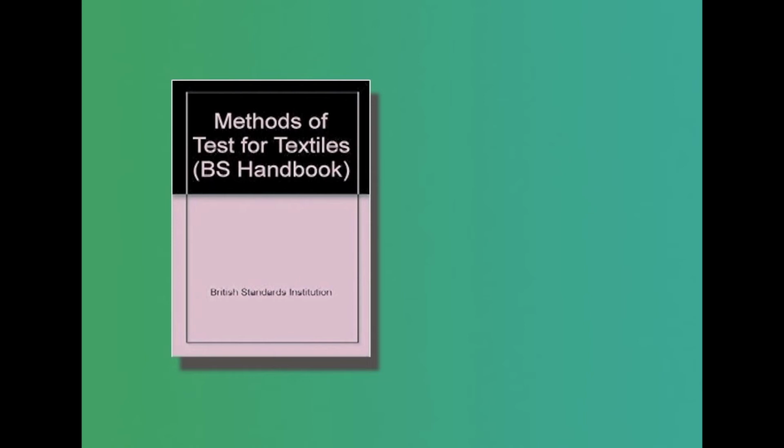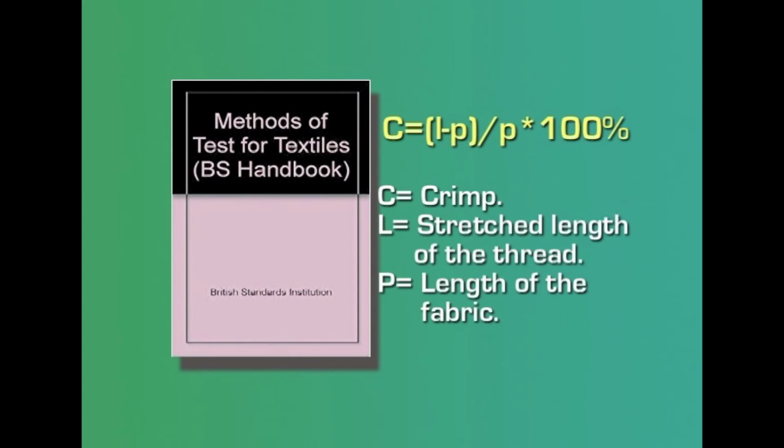From these two values we can calculate the crimp percentage by using the formula: crimp C = (L − P) / P × 100, which will give you the percentage, where L is the stretched length of the thread that is being removed from the fabric and P is the length of the fabric that is present in the sample. So, with this we will be able to easily give the crimp percentage.